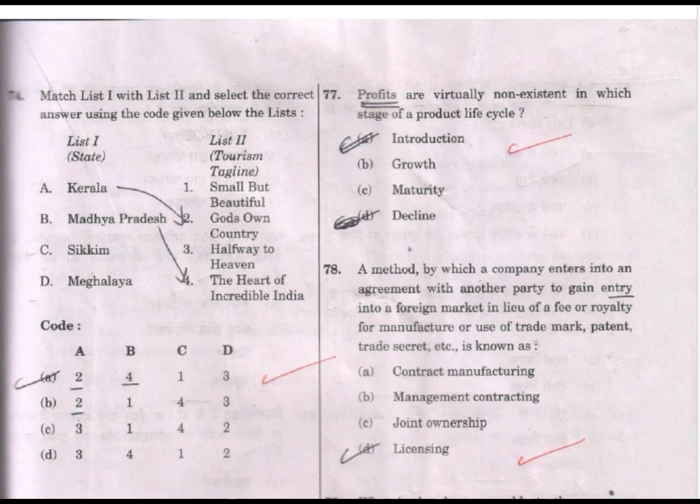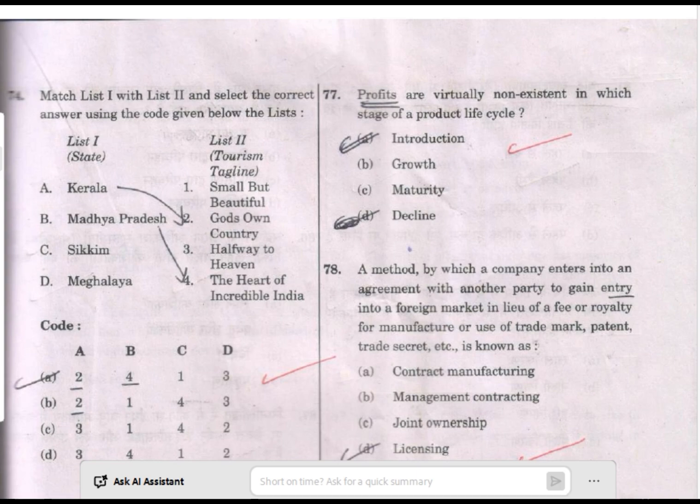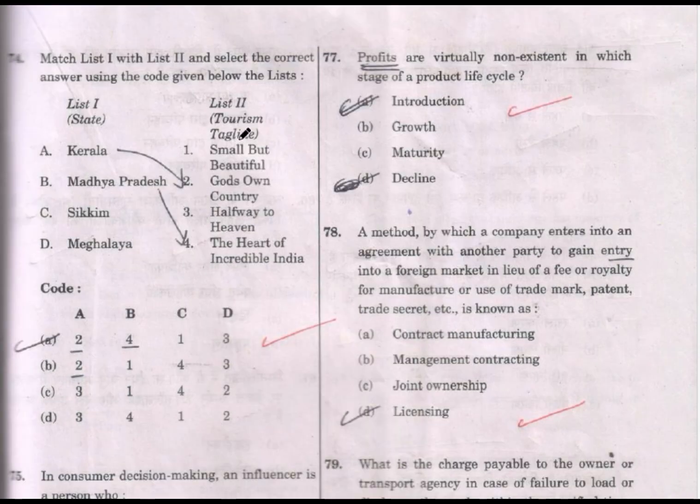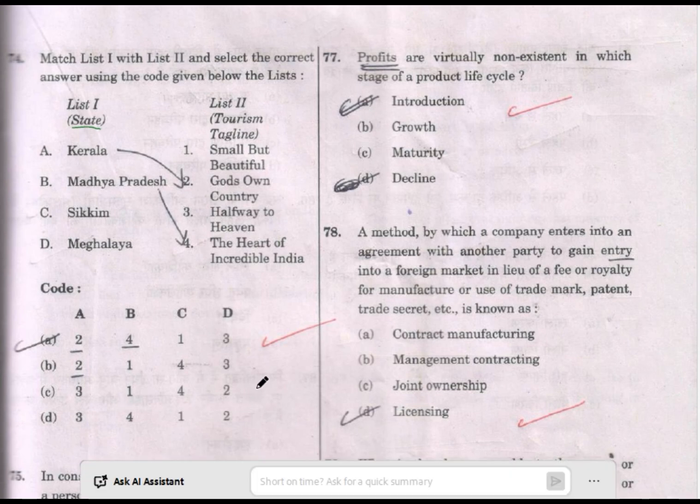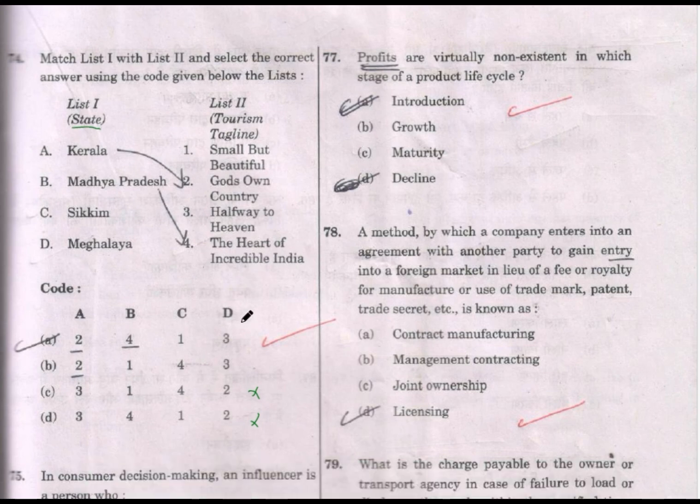Now coming to the next question, the next part of the question. That is the state and tourism tagline, okay. Now Kerala tourism tagline is God's Own Country, okay. So we can say that A will be 2, so we have eliminated C and D, okay. Next, Madhya Pradesh, the Heart of Incredible India, okay. So all others are eliminated, we have already eliminated B, so option number 1 will be the right answer.